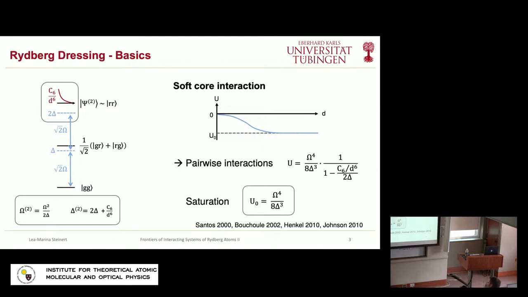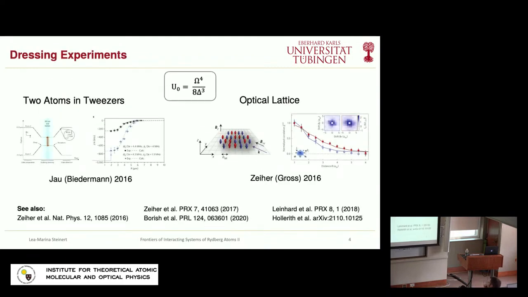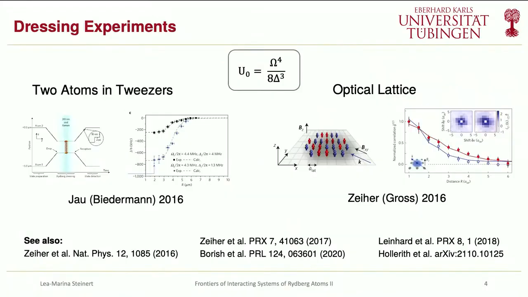It took quite a while for the first realizations of those dressed interactions, and there were a lot of them. The first ones were in the Biedermann group, where they actually used this to generate gates, and then there was another implementation at the MPQ in Munich.